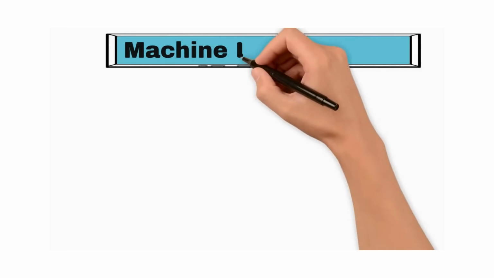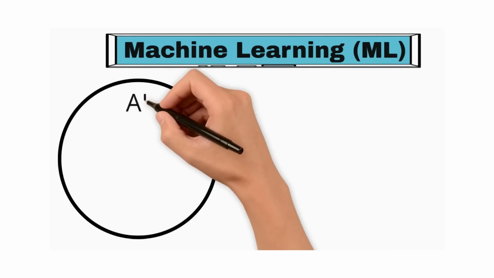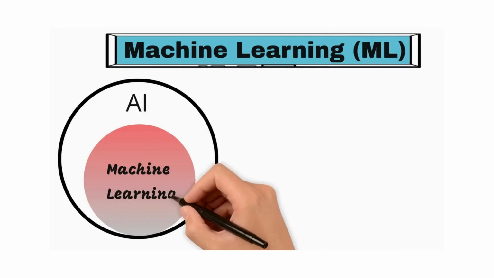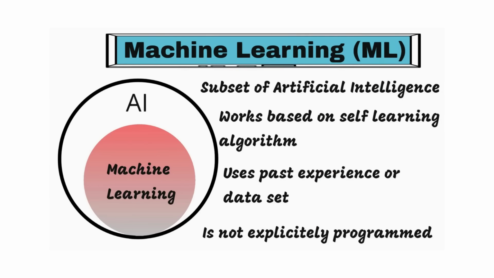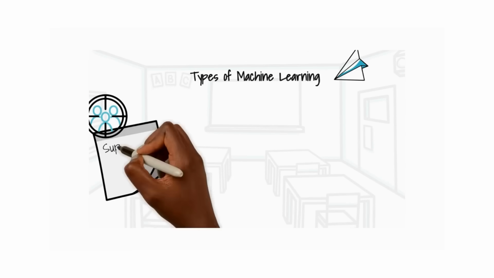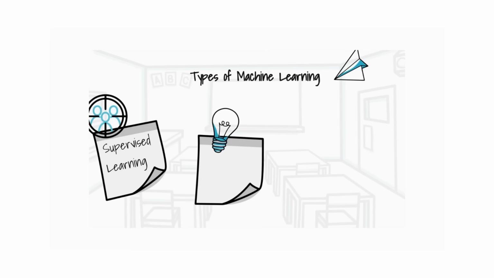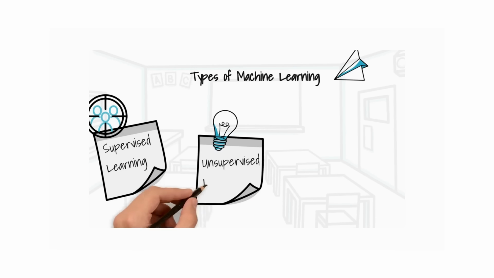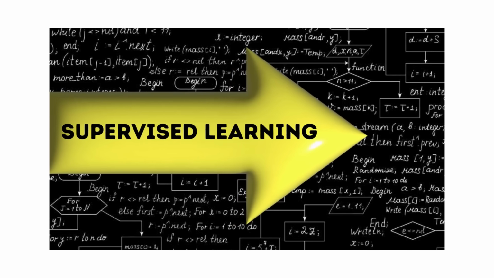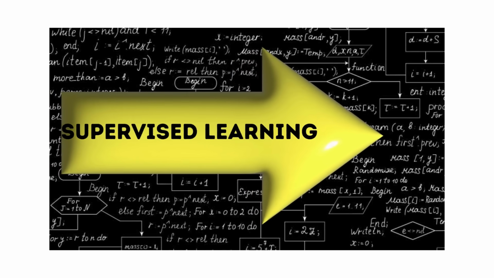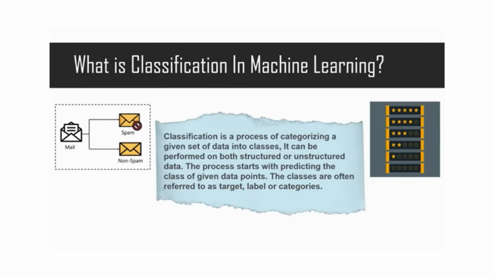Machine learning is a subset of artificial intelligence, which works based on self-learning algorithms using the past experiences or data set without being explicitly programmed. Types of machine learning techniques, what are they? There are primarily three types of machine learning: supervised, unsupervised, and reinforcement learning. What is supervised learning? Using this example, let's try and understand what exactly is supervised learning.